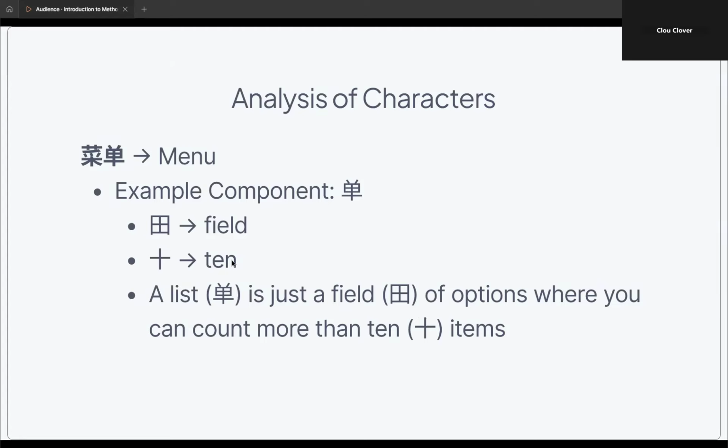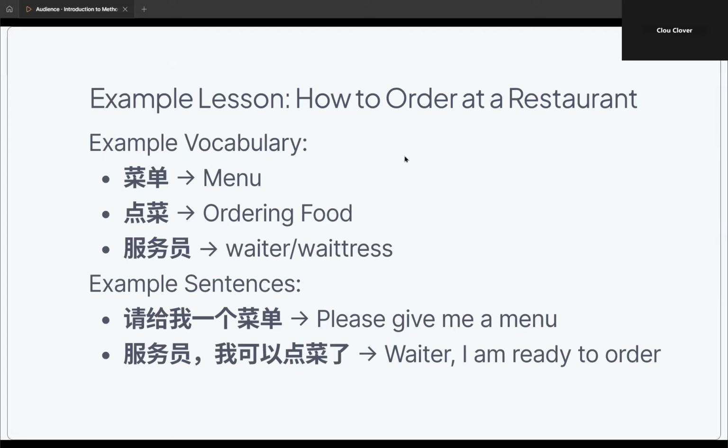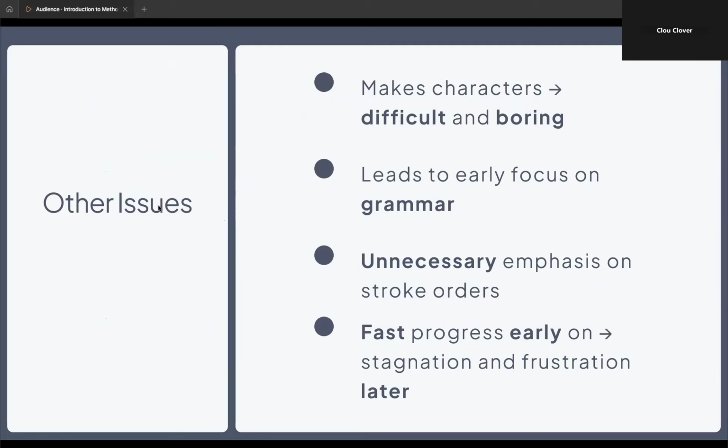But oftentimes these lessons don't take that into consideration and jump to really complicated characters without teaching the fundamental characters. So when we look again at this example lesson of how to order at a restaurant, even in the example vocabulary, there's a lot of smaller characters like here or here or here that the lesson is not teaching and is instead jumping straight to complicated words. So what this does is it makes characters difficult and boring. It often leads to an early focus on grammar, and oftentimes they will emphasize stroke order for no reason. So what I often see is fast progress early on, but stagnation and frustration later.